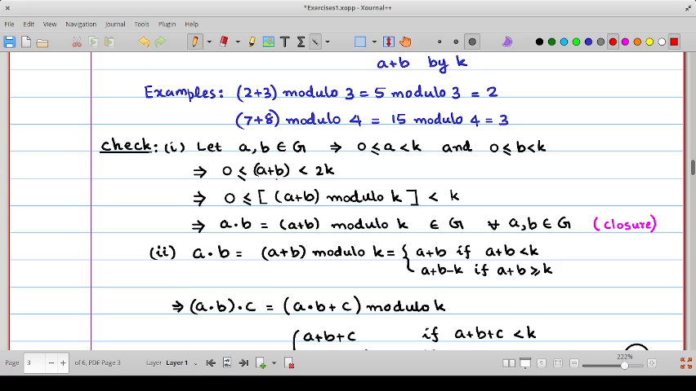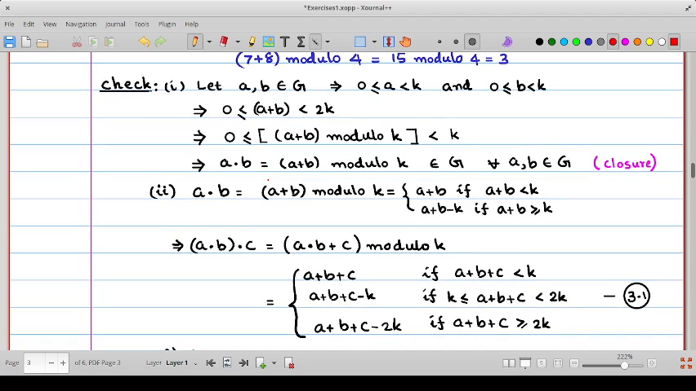Now, if I take the modulo k of A plus B, we have two things to consider. If A plus B is less than k, then A plus B modulo k is A plus B itself. But if A plus B is greater than k, then A plus B modulo k is A plus B minus k. Now, the maximum value of A plus B is always less than 2k, and therefore A plus B minus k is always going to be less than k. Or in other words, A plus B modulo k is always between 0 and k, including 0.